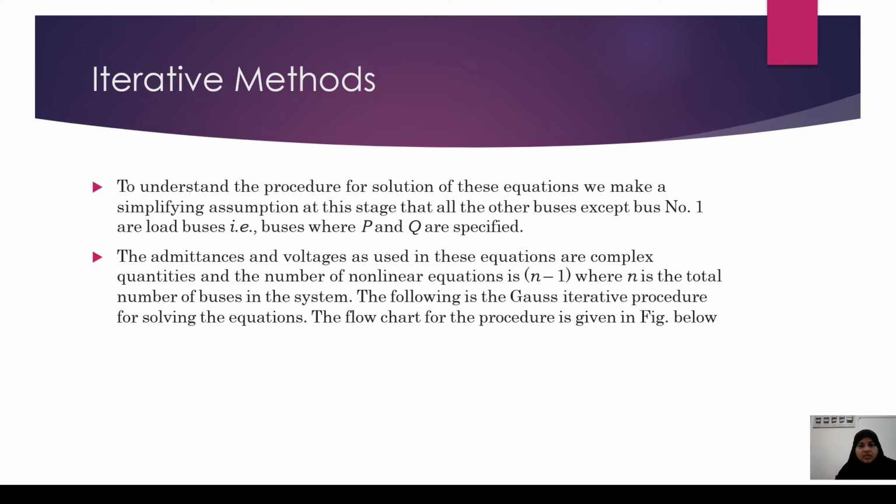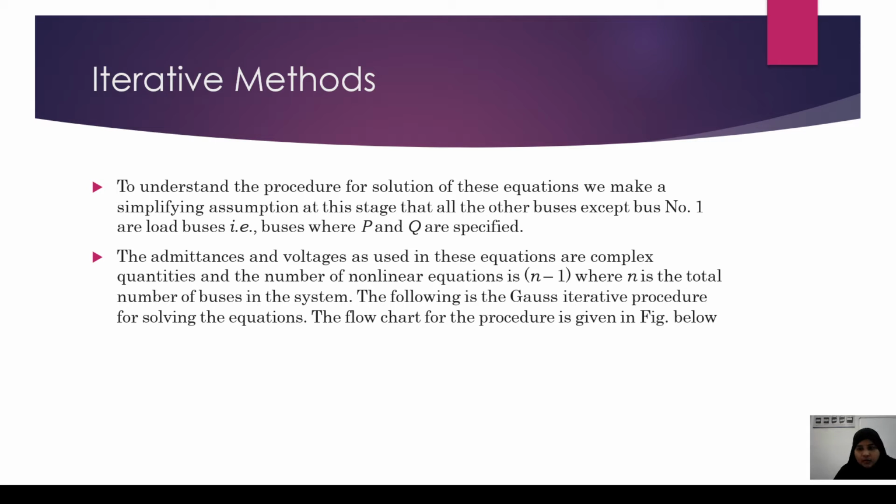To understand the procedure for solution of these equations, we make a simplifying assumption at this stage that all buses except bus number 1 are load buses, that is where P and Q are specified. So the first bus we are taking as slack bus or reference bus, and the other buses as load buses. Admittances and voltages used in this equation are complex quantities, and the number of non-linear equations is n minus 1. What is n here? Total number of buses in the system.